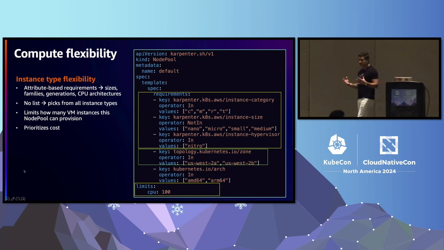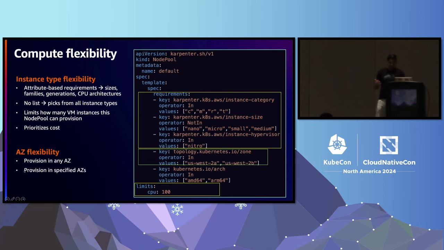Now, if you're thinking, oh my God, this is a lot of stuff, how am I going to remember all this? These are all optional. So you can skip putting any of this, and Karpenter will automatically select the best instance type out of 800 different instances that are available. And it always prioritizes cost.